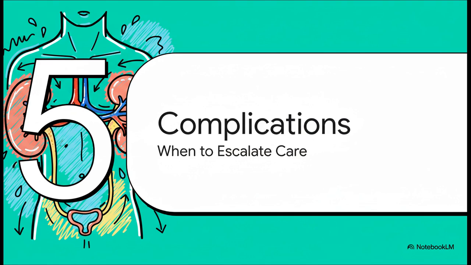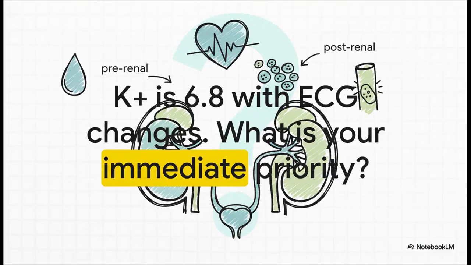Now, sometimes AKI can lead to immediate, life-threatening emergencies. This is where you really need to act fast and know exactly when to call for help, whether that's from a specialist or the ICU. So let's make this real. You get a call from the nurse. Your patient with AKI has a potassium of 6.8 and their ECG is showing peaked T waves. This is a true medical emergency. What is your very first move?